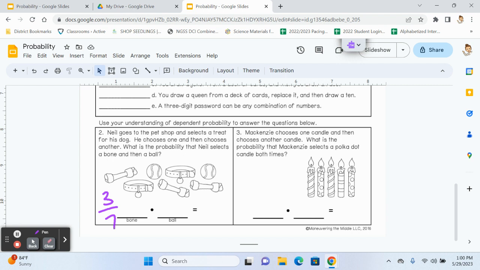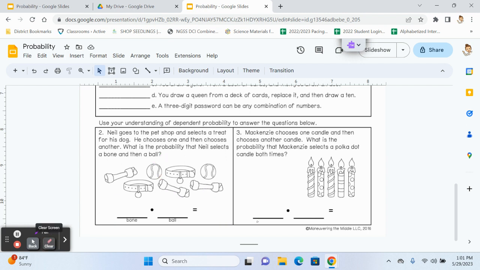So I know that on my second choice, I'm only going to have 6 options, and I have 1, 2 to choose from. So now I'm going to do the same thing as before, which is multiply. 3 times 2 is 6, and 7 times 6 is 42. This is going to simplify to 1 out of 7. So you have a 1 out of 7 chance for this dependent event of selecting a bone and then a ball. All right, let's try the next one together.